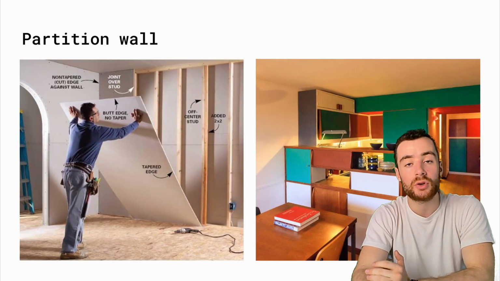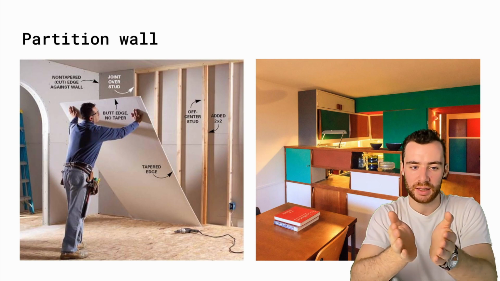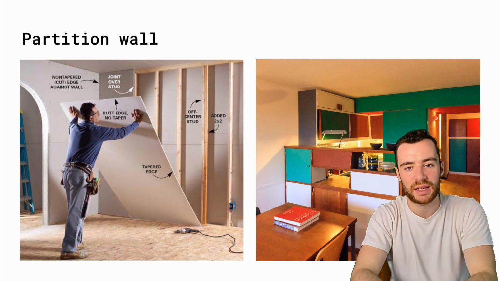A partition wall is a non-load-bearing wall that separates the internal spaces of a building. Here again we can see the Unité d'habitation in Marseille, where the partition wall is painted in green.